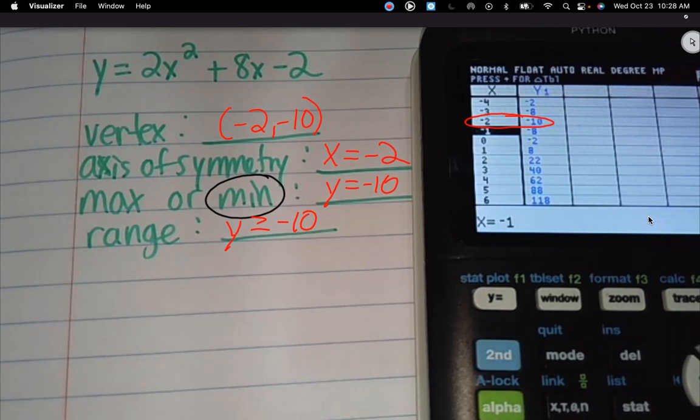So how do we find this on the calculator? Okay, so if y'all are ready for that. Going up, it's minimum. Going down, it's maximum.